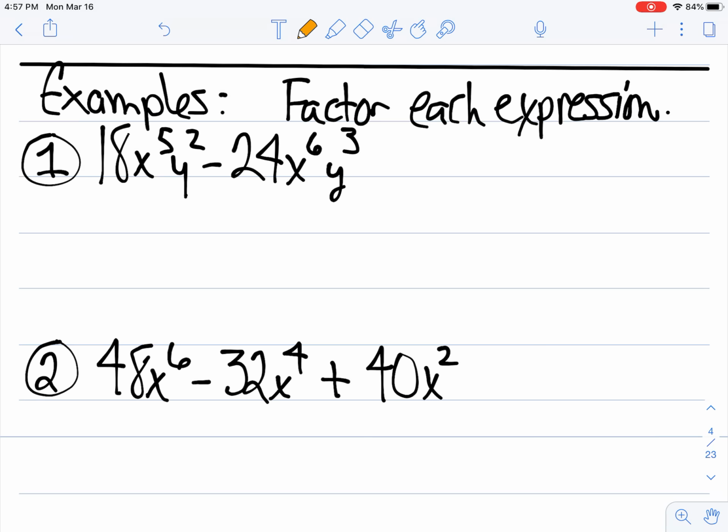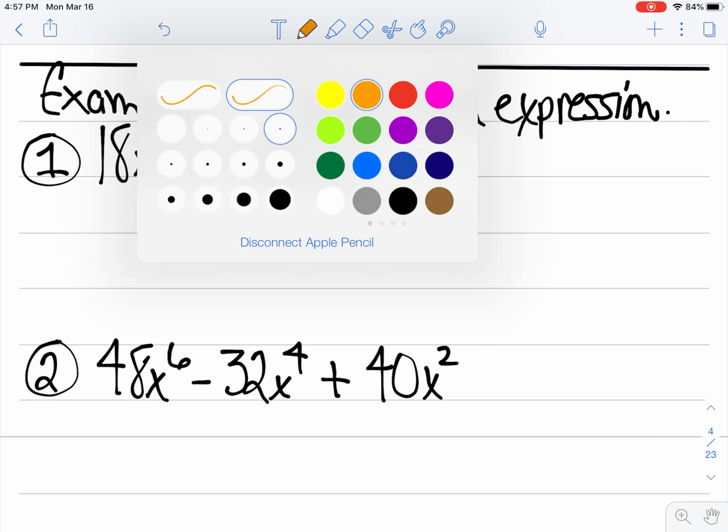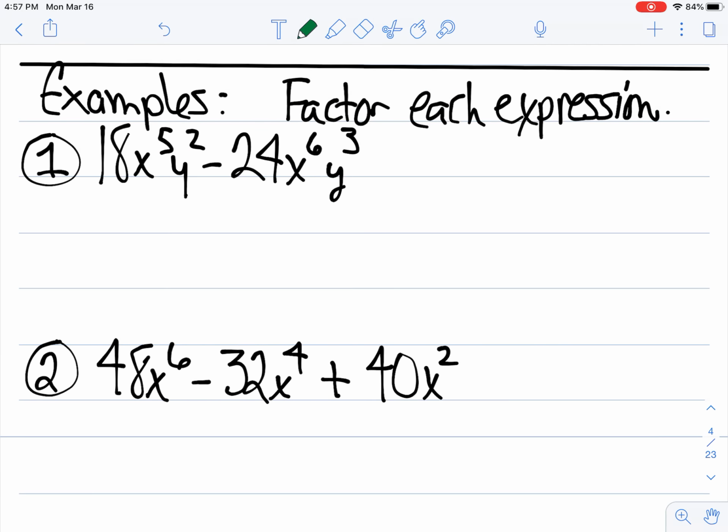So for the first one up here, we're just going to find the GCF of each of the terms. Okay, and we're going to do it just like we've been doing it. So we're going to do the GCF, okay? And I'm not going to take the time to find it this time. I'm going to let you guys do it on your own.